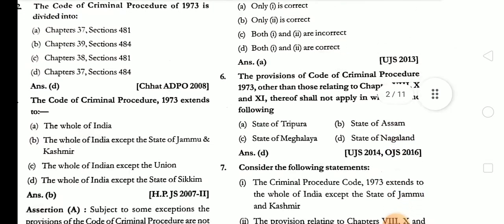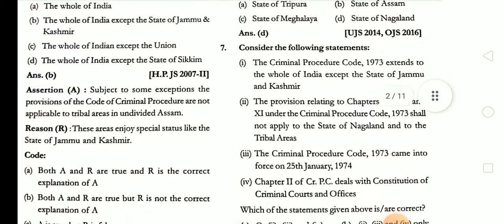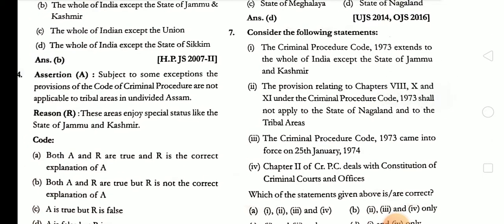Next question. The provisions of CrPC 1973 other than those relating to chapters 8, 10 and 11 shall not apply in which of the following? And the answer will be the state of Nagaland. This is also important. Chapters 8, 10 and 11 shall not apply to the state of Nagaland.